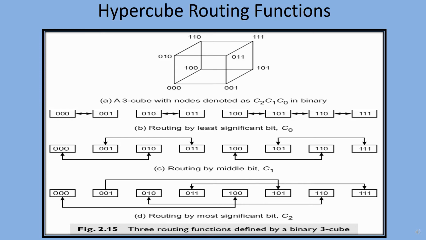Now routing by most significant bit, the MSB. The combinations are 000 and 100. In this, the change is with respect to the most significant bit. In the previous combination it was 0 and in the next combination it is 1. The other two bits remain the same. So these kinds of mapping can be done.